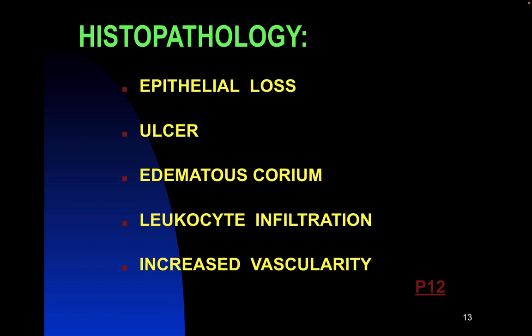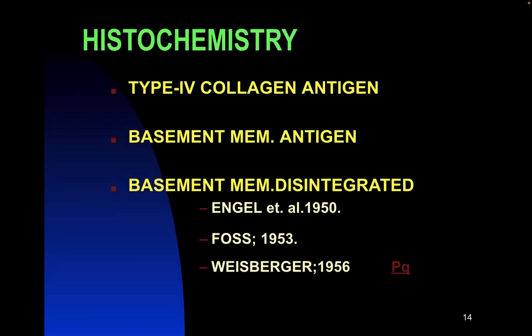Histopathology includes epithelial loss, formation of ulcer, edematous chorion, leukocyte infiltration, until we see increased vascularity in the epithelium. Now, when we go for histochemistry, it includes type 4 collagen antigen, basement membrane antigen, and basement membrane disintegrated. It was checked and given by Anjol et al. and Foss in 1953.